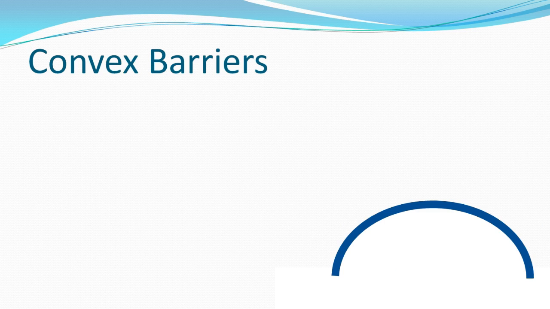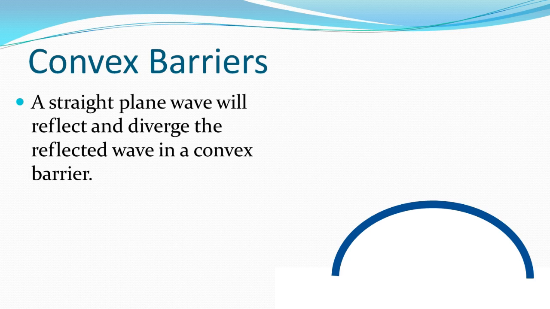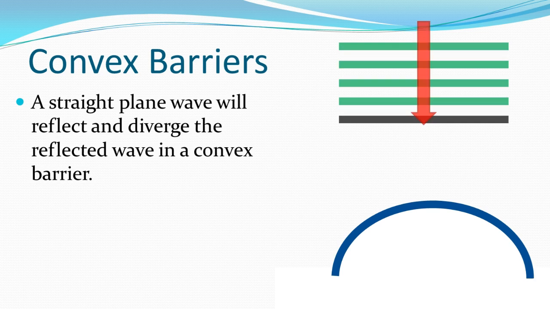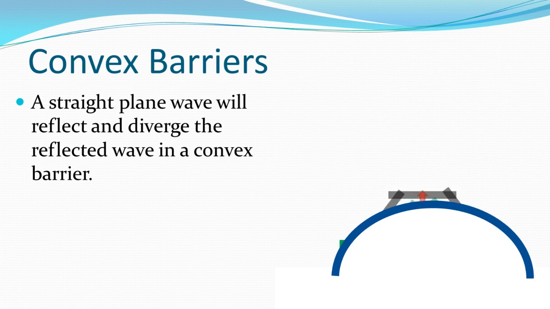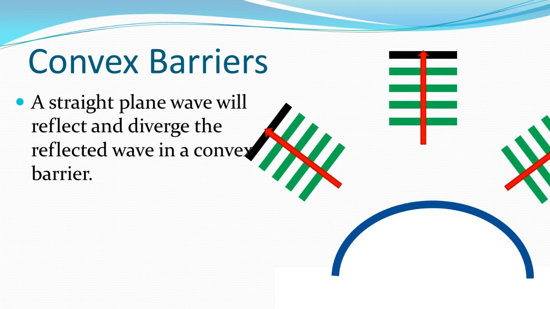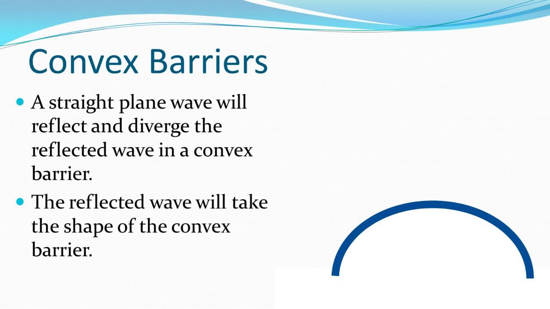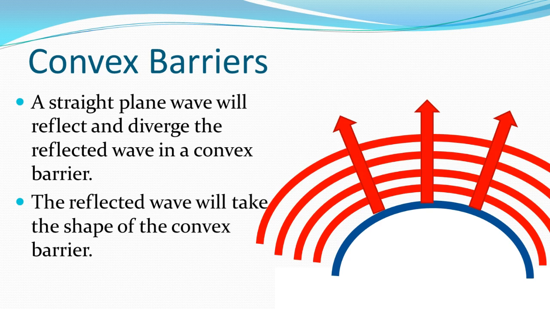Convex barriers act similarly. Concave converges all of the wave. A straight plane, when it's reflected off of a convex, will diverge the reflected wave. So we can look at it this way. Straight wave comes in, and it's reflected at all different angles. What we're actually seeing is the reflected wave will take the shape of the convex barrier, or the rounded barrier. So that wave comes in, and it sends out ripples. This is just like ripples in a pond. So the straight wave comes out as a reflected curved wave.